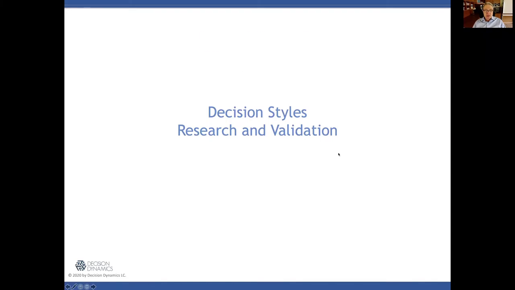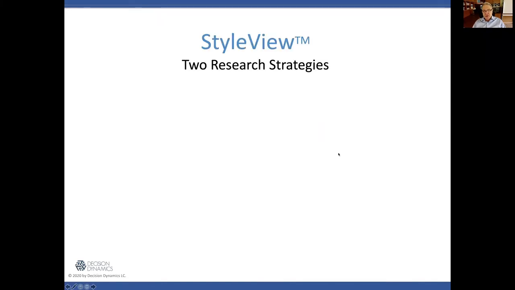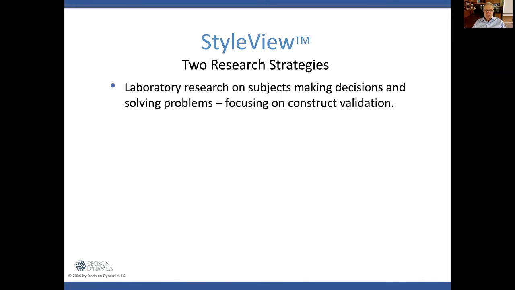And now I'd like to say a few words about the research that's gone on over the years to develop, first of all, and then later on validate the StyleView assessment of decision-making styles. The research has involved basically two strategies, beginning with laboratory research on subjects put in laboratory situations and given problems to solve, decisions to make, and then focusing on their behavior. This was used early on for what we call construct validation, which is simply to make sure that when we think we're measuring decision styles, we actually are measuring decision styles and ways of thinking.